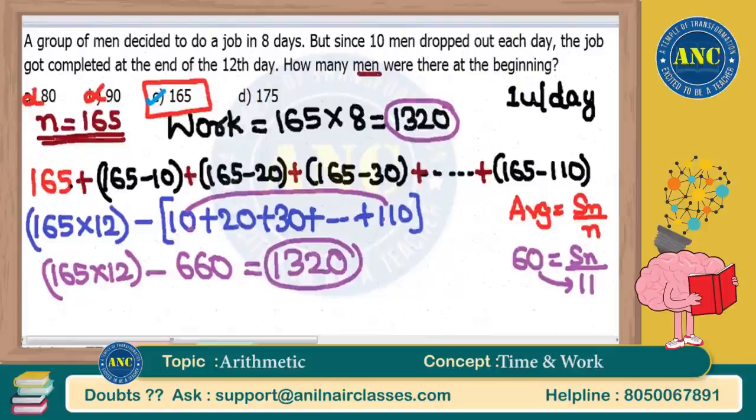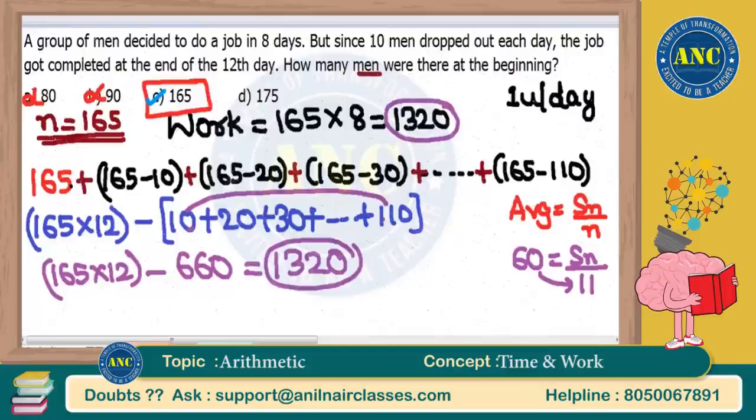Take the same question, type it in Google, use the method of variables. N minus 10, n minus 20, which will kill your time in solving by using variables and algebra, which we are not interested with. I assume that 1320 units of work need to be completed, and I proved that it is 1320 at the end. That means my assumption of 165 is right.